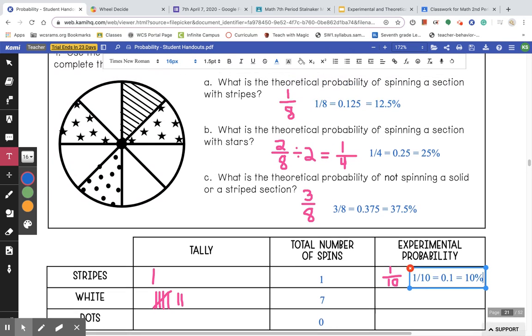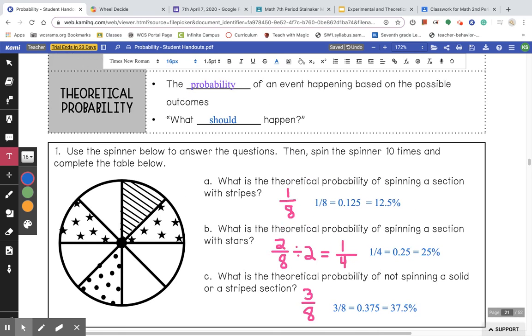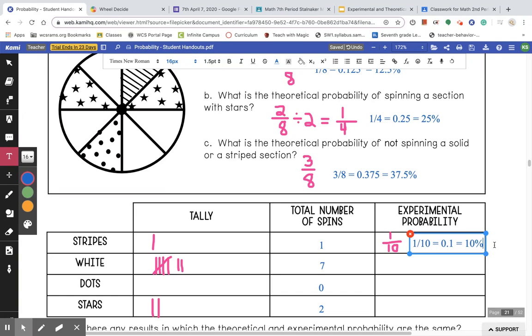So up here, it said, what is the theoretical probability of spinning a section with stripes? Well, theoretical is what should happen. And what should happen is we should have gotten it 1 out of 8 times, so around 12%. Well, what really happened is 10%. That's not that far off.